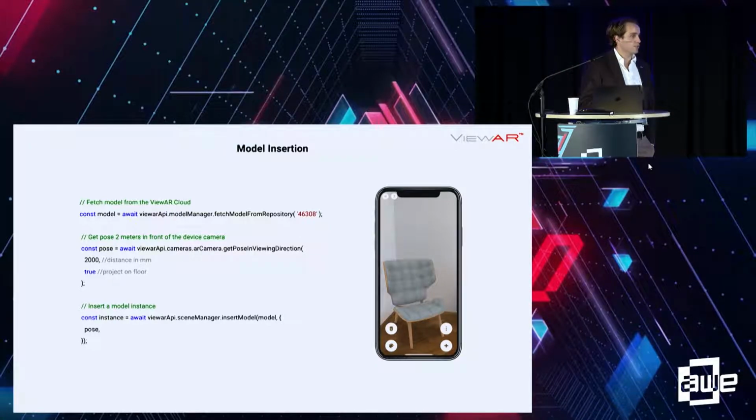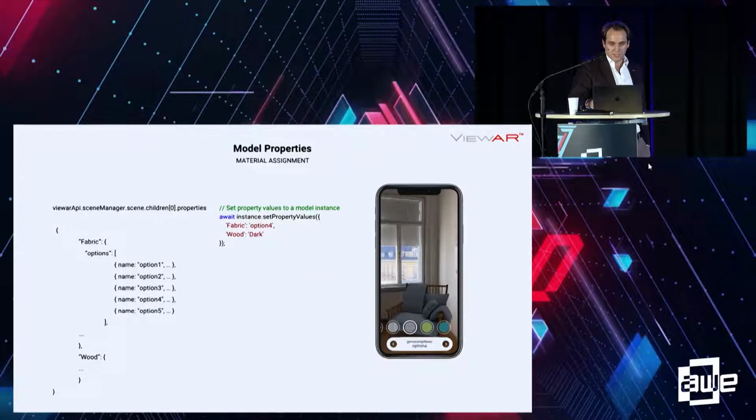In terms of how to access our repository, the commands are to fetch a model from our repository that provides an object, and you would then get a pose in front of the camera. So you would say get pose in front of viewing direction and with a distance, and you would then insert an instance with this distance. And this will return an instance object, which you can then use to delete, set properties, and so on.